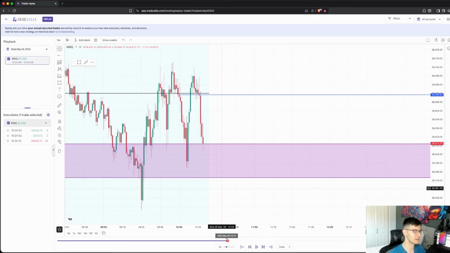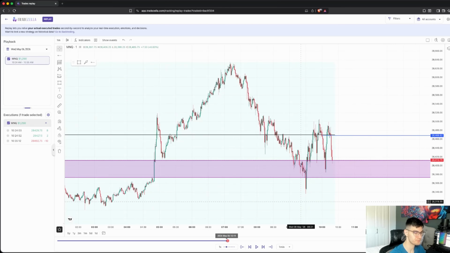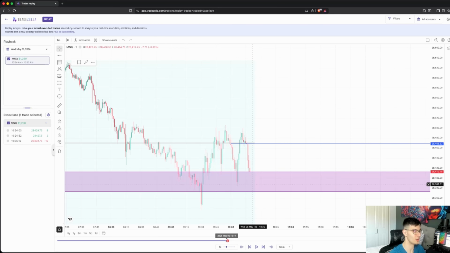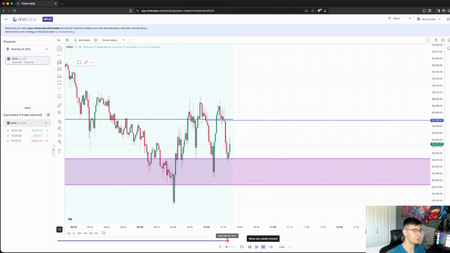So I'll replay price a little bit. So now I have this low volume node drawn. We are retesting this low volume node one more time. We are below 10 a.m. open again. And also, you guys heard me say that I use Bookmap a little bit. So at this point in time, there were some orders on Bookmap that we were retesting.